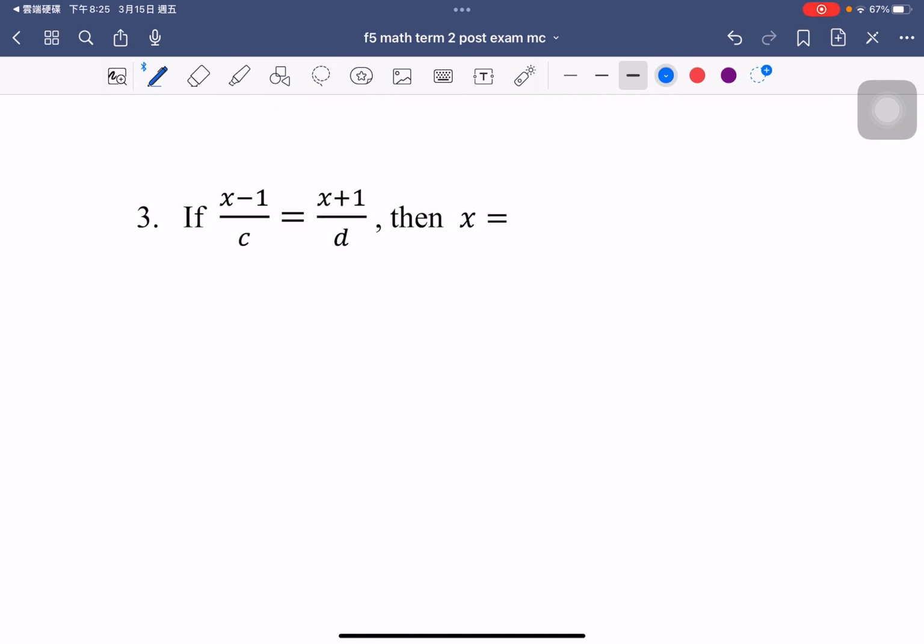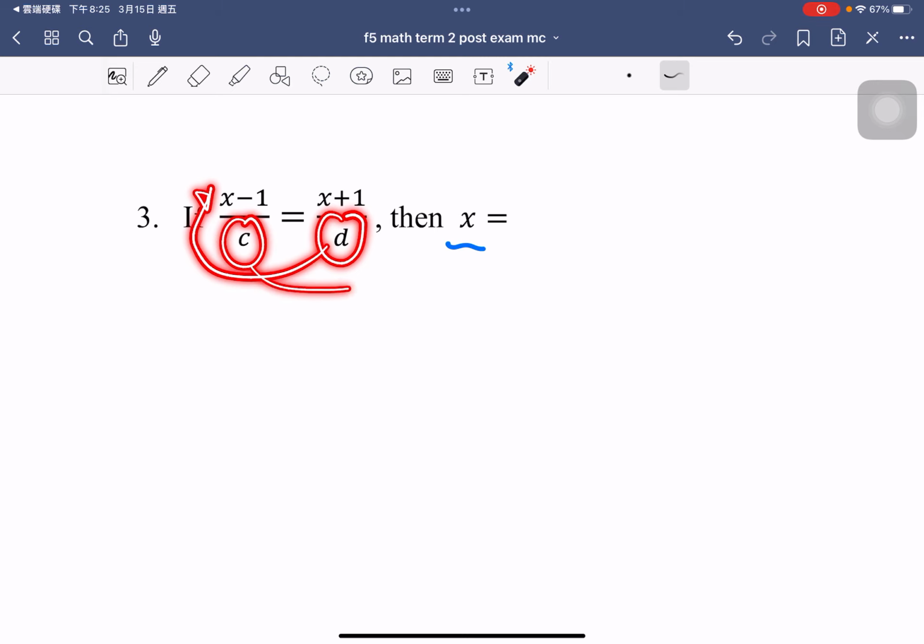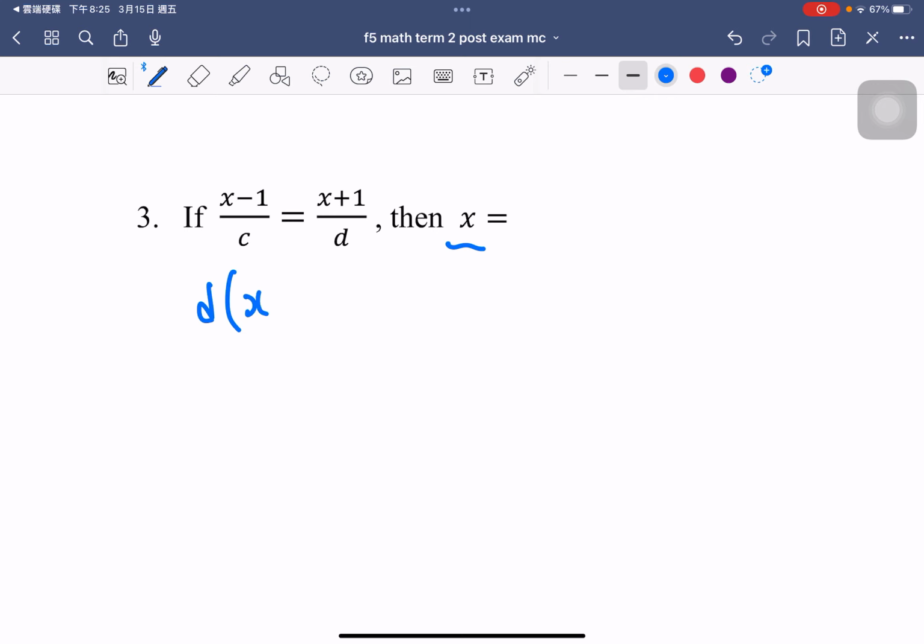So question 3 is going to be the change of subject. You make x the subject. When you see two fractions, we don't really know how to do it, so you try to use cross multiply, which means you move the d to the left and you move the c to the right. So we can say this is equal to d times x minus y equals c times x plus 1.